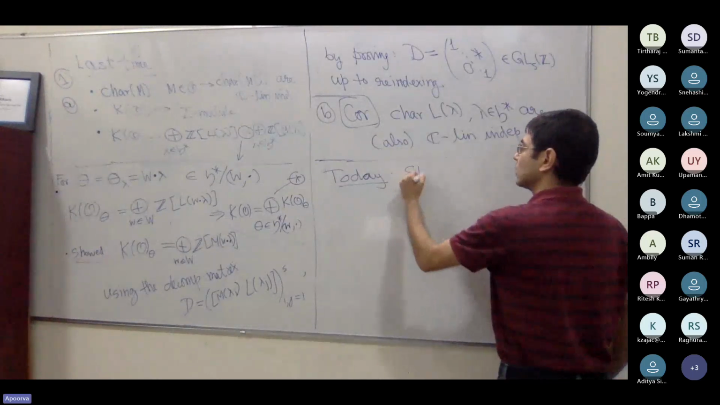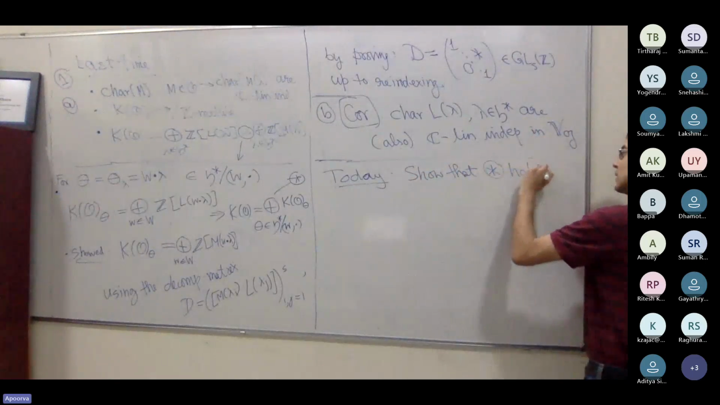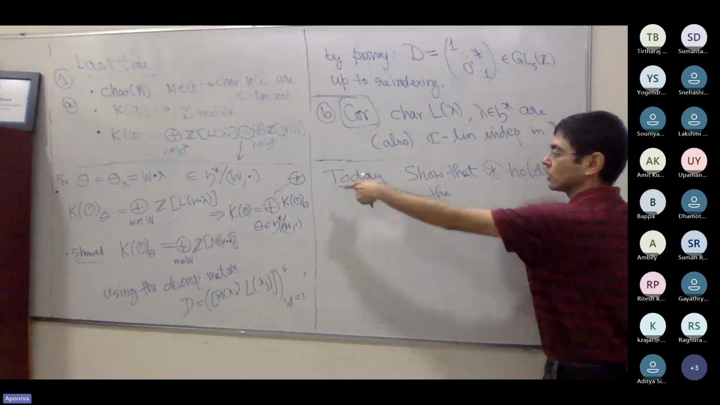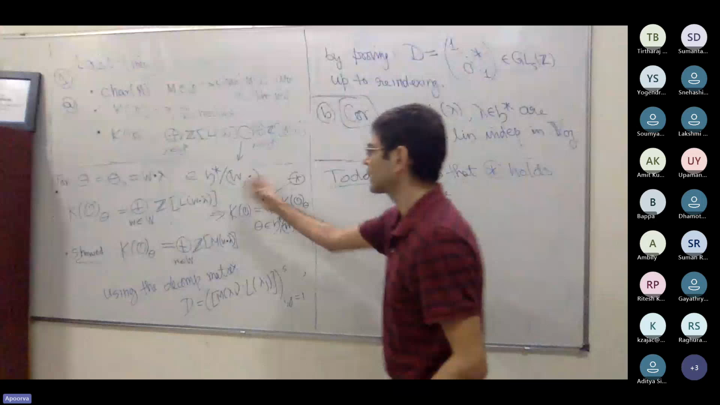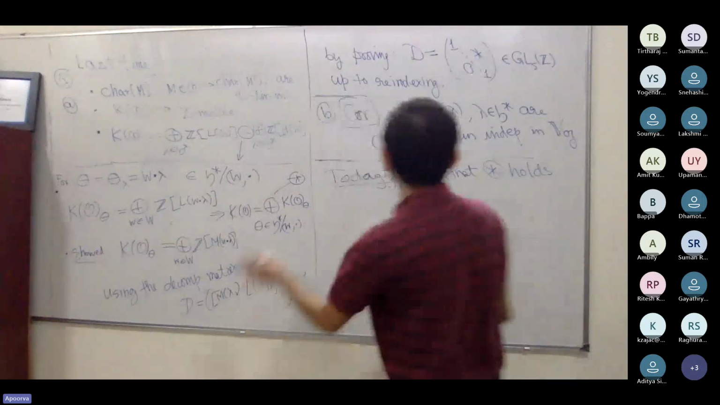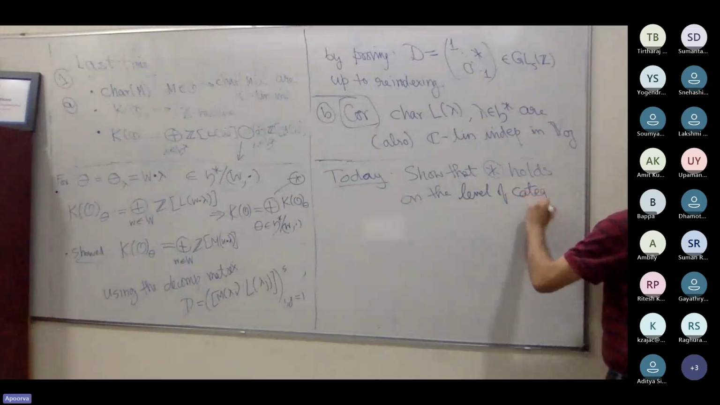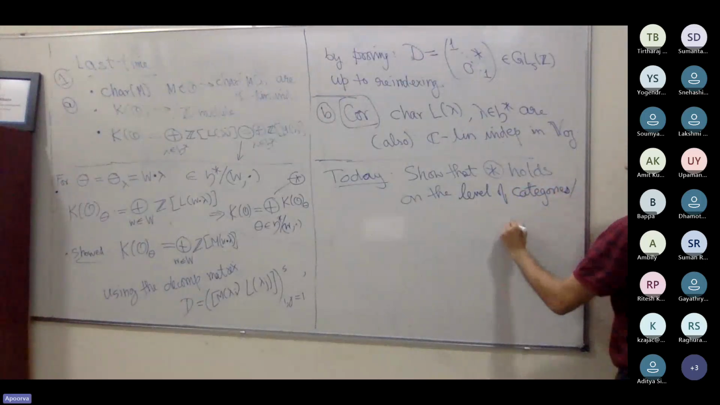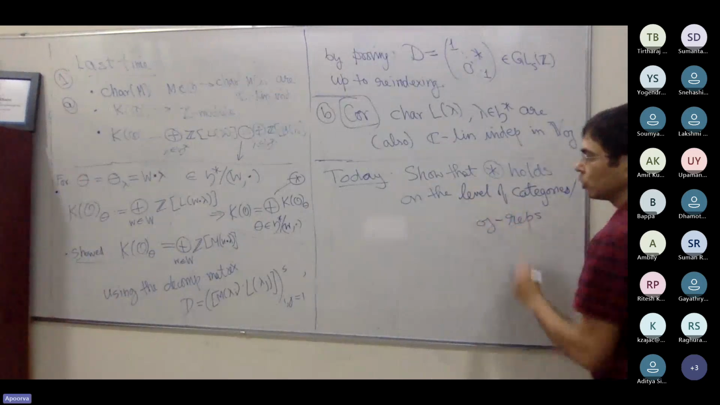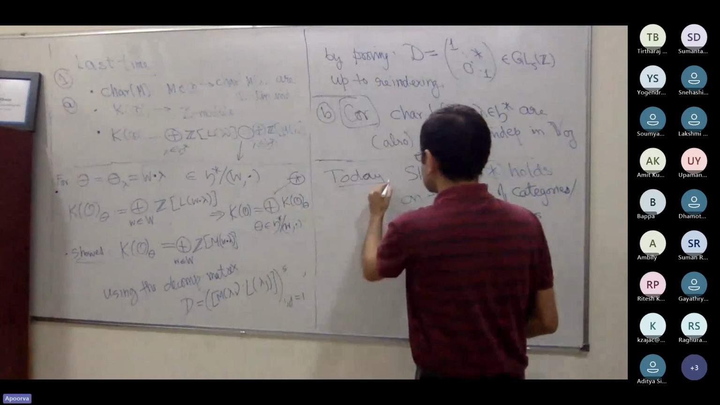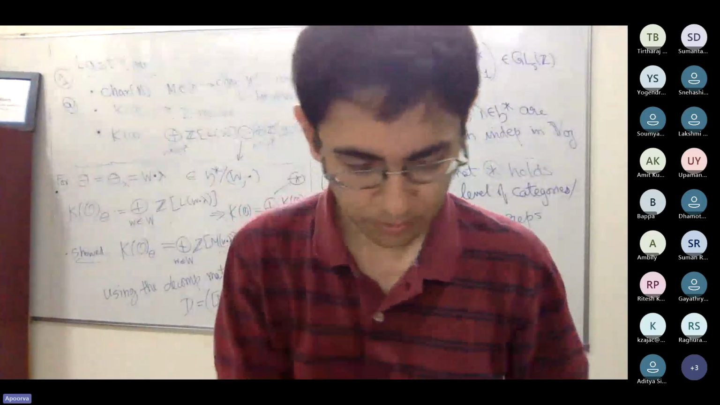The goal of today is to show that star holds on the level of categories, not just on the level of their isomorphism classes or characters or something. We also showed that characters is one-to-one. I'm not writing that down on the level of categories or on the level of representations itself. This is the goal for today, to show that this decomposition of category O's Grothendieck group comes from the decomposition of category O itself.